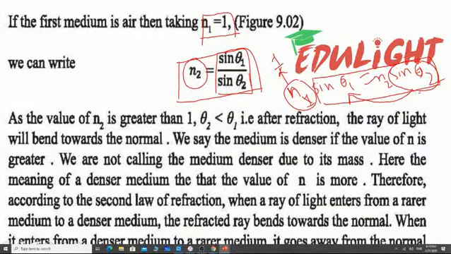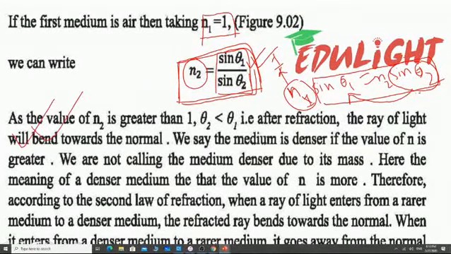That means this is mainly another form of Snell's law, where if you place the value of n1, the incident medium, as 1 and the refracted medium as n2, then you will again get this type of formula, which is also an alternative form of Snell's law. These are the general things.